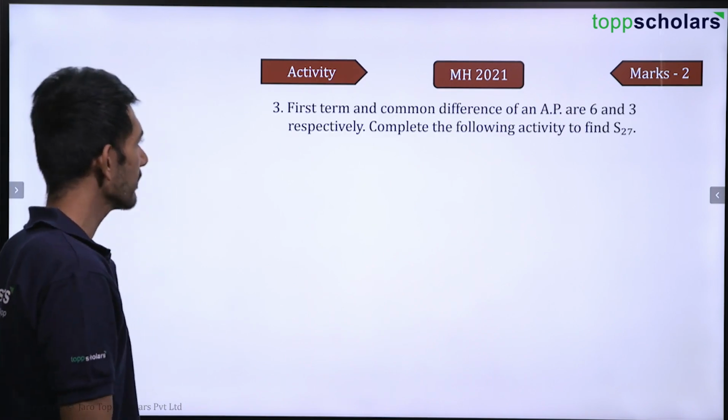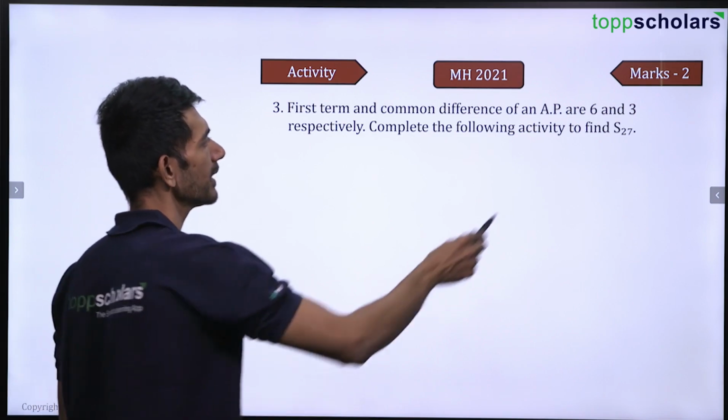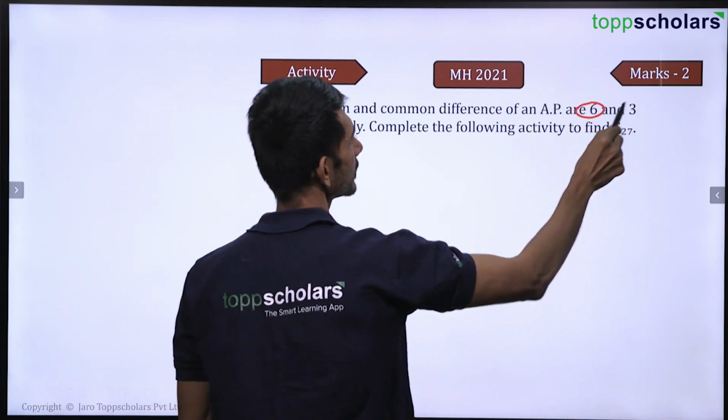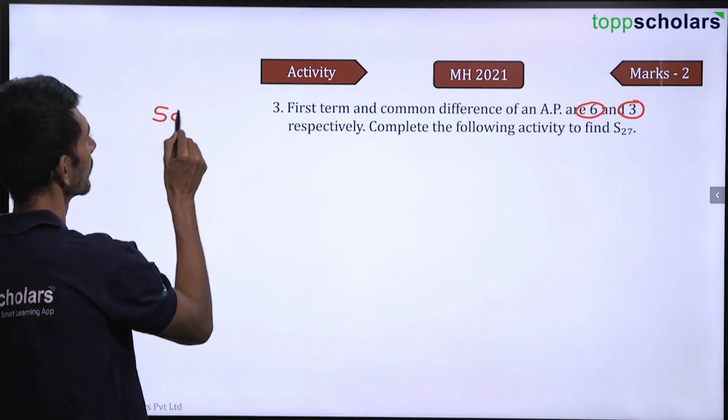Okay, now we have an activity based question. So it says the first term and the common difference of the AP are 6 and 3. First term is 6, common difference is 3. Right?